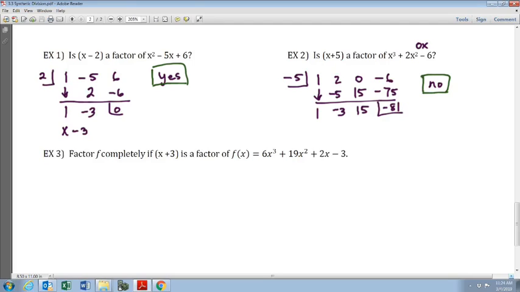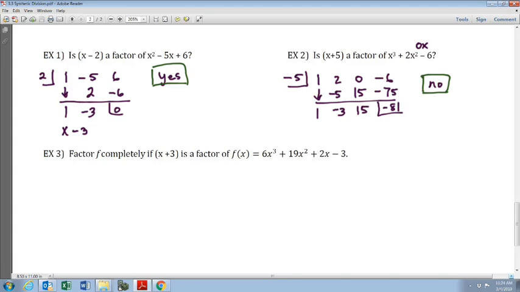Now, number 3, it says factor f completely if x plus 3 is a factor of 6x cubed plus 19x squared plus 2x minus 3. Now, I want to show you something here. We're supposed to factor this completely, and we currently only have one technique that we could use to do this. We could factor out an x squared here times 6x plus 19. But when we factor here, we're not going to get a 6x plus 19. So factoring by grouping is not an option. It's not going to work here.